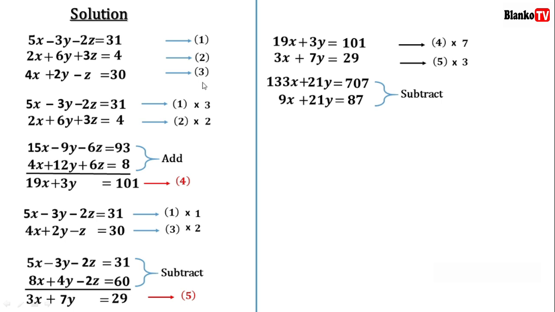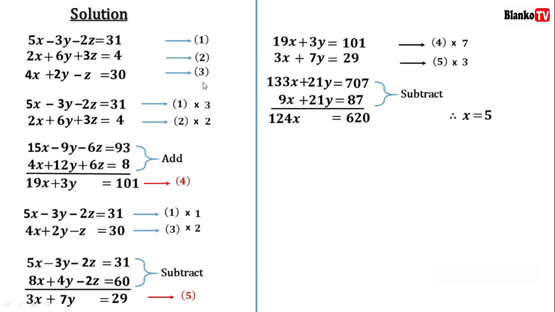So we subtract 133x plus 21y equals 707 from 9x plus 21y equals 87. And when we do that, we are going to get 124x equals 620. Therefore, to solve for x, we divide 620 by 124, and that is going to give us 5. I hope you are following it.